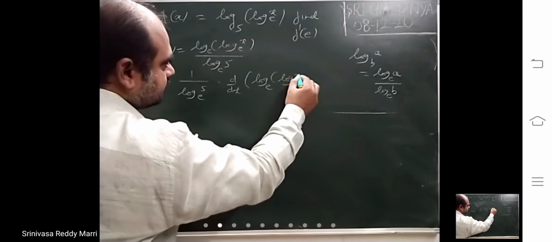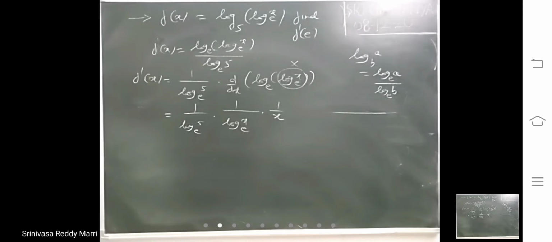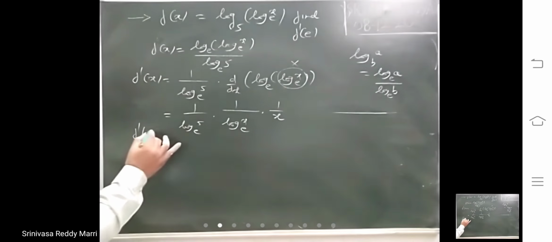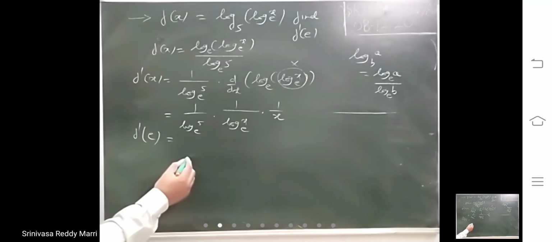Now d by dx of this is log, and the inside one is capital X. So the derivative of log x is 1 by x into d by dx of x, which is nothing but 1 by x. Now f dash e is nothing but substituting x equal to e.